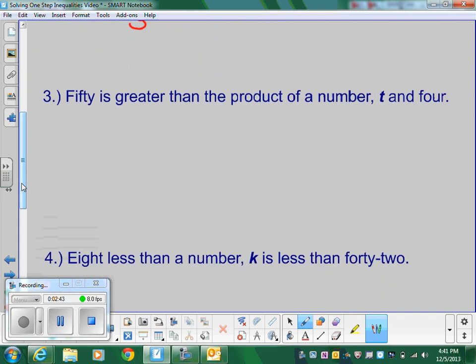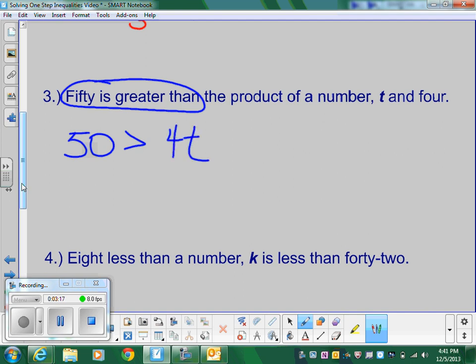Let's look at our third example. Once again, we are looking for our "is" statement, and in this case, it's actually preceded by the solution. 50 is greater than. We do not have the word "then" anywhere in the rest of the statement, therefore translated as normal. We are dealing with the product of a number, which is represented by t, and 4. So 4 times t, or 4t. And our inequality is translated.